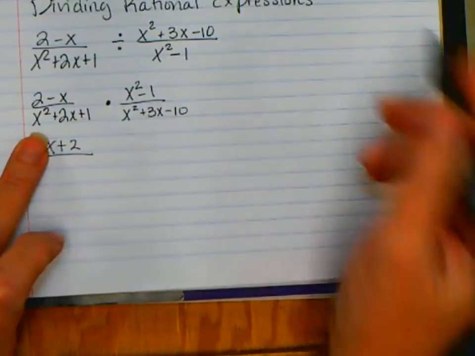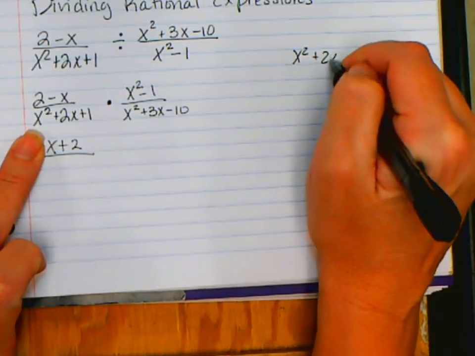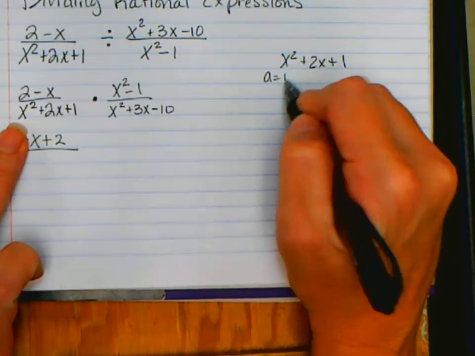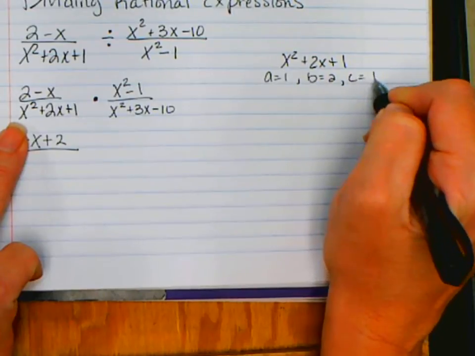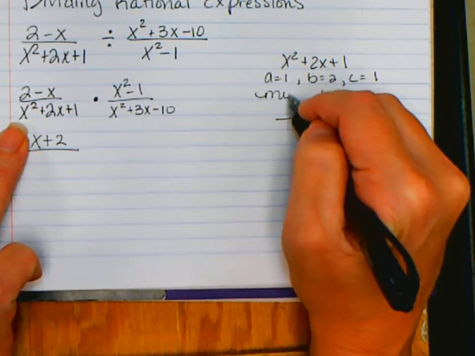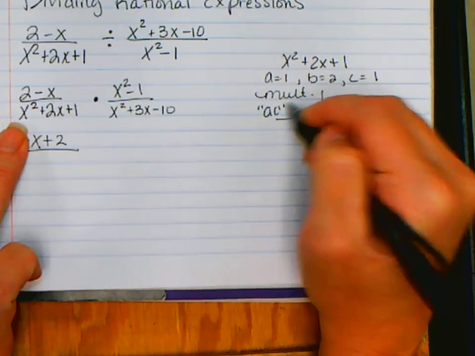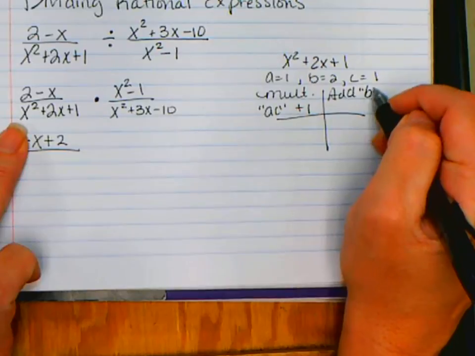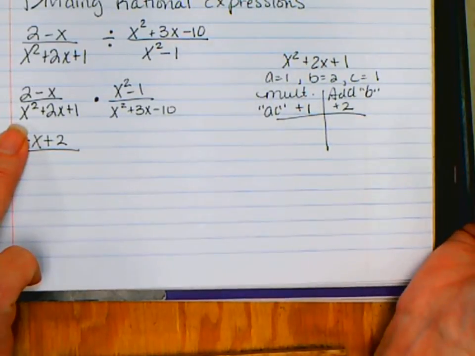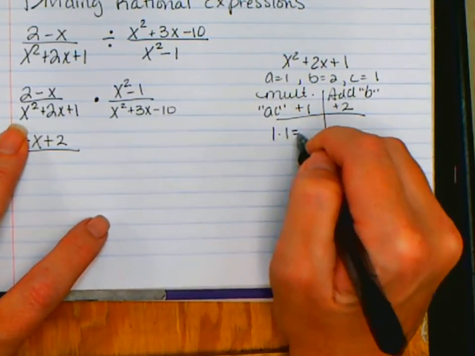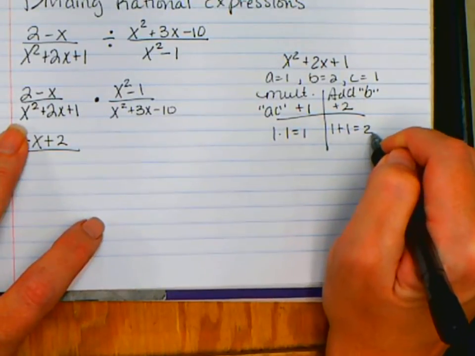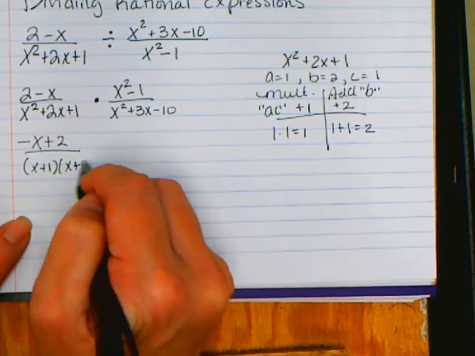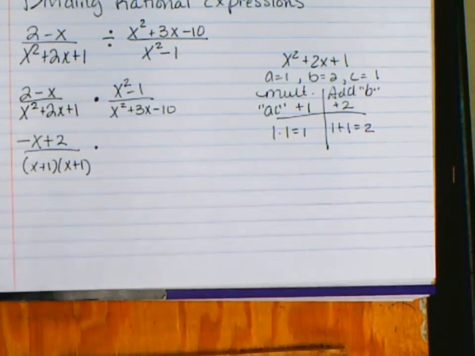Okay, for x squared plus 2x plus 1, I'll do that over here on the side. It's a quadratic. There's no GCF. So a is 1, b is 2, c is 1. Two numbers multiply together to give me AC, which is a positive 1, and add together to give me b, which is a positive 2. 1 times 1 is 1. 1 plus 1 is 2. So that's x plus 1 times x plus 1. I'm going to write it out this time until I cancel.